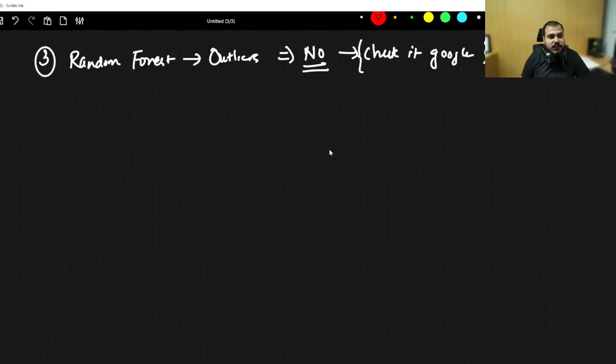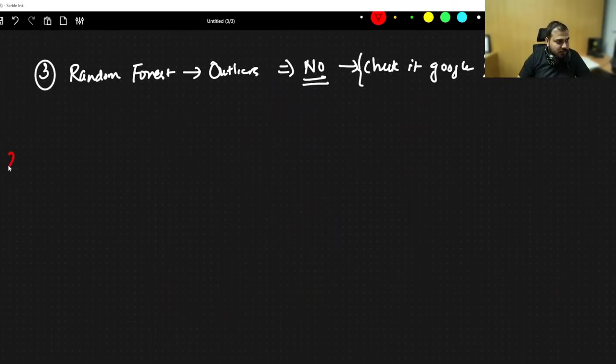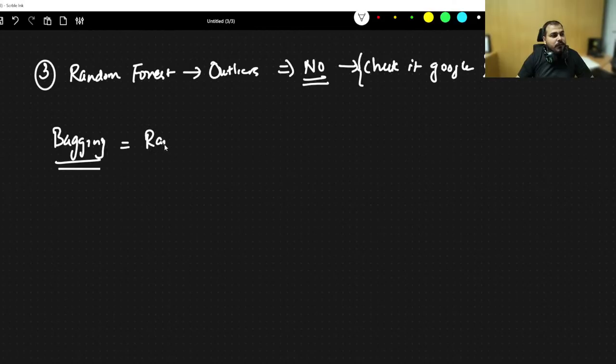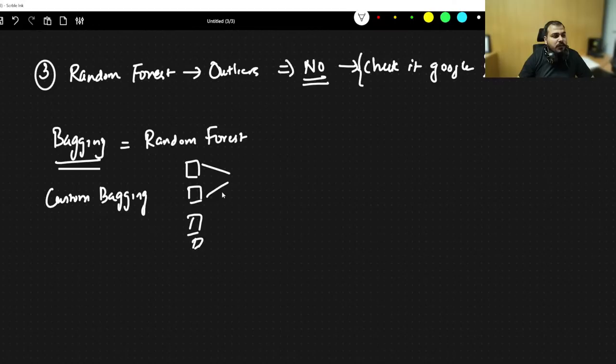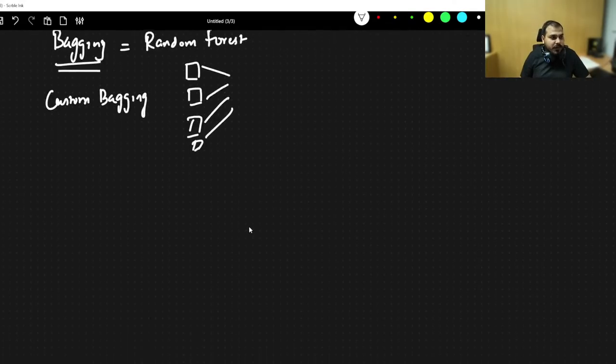Now let's go ahead and discuss AdaBoost, the second one. Now, in bagging, most of the time we specifically use random forest. Or you can also create custom bagging techniques. Custom bagging techniques means whatever algorithms you want, use a combination of them and try to give the output. You can also do this manually with your own hands. Perfect. So let's go.